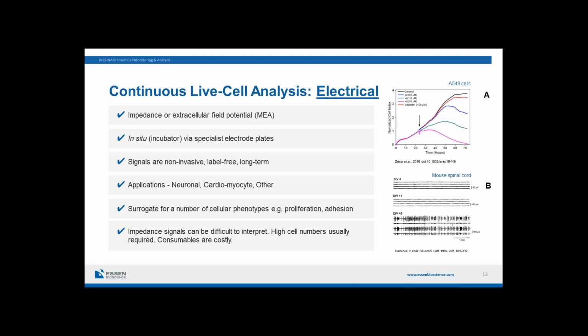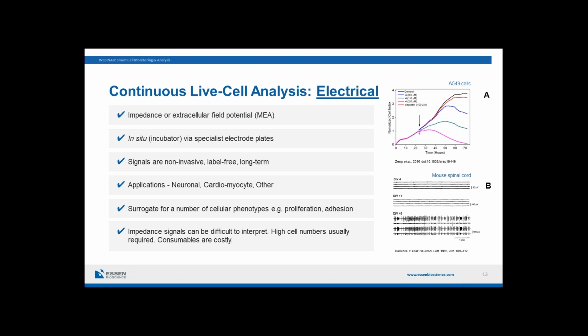Some of the downsides or challenges with the electrical approach are that the impedance signals can be difficult to interpret because they translate to so many different cellular phenotypes. In some cases, rather high cell numbers are required in order to make robust impedance measurements, which is somewhat of a downside compared to the cell-sparing requirements for the advanced cell models. And finally, some of the electroplate consumables can be reasonably costly.